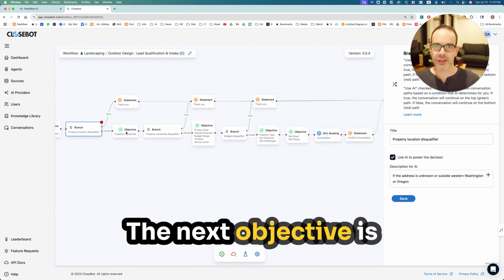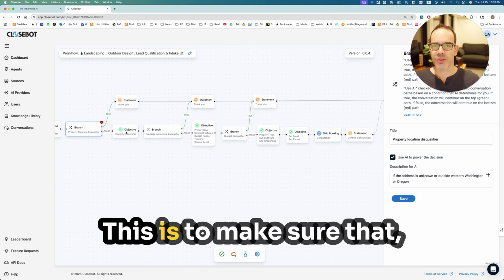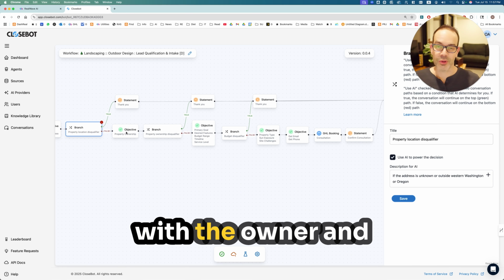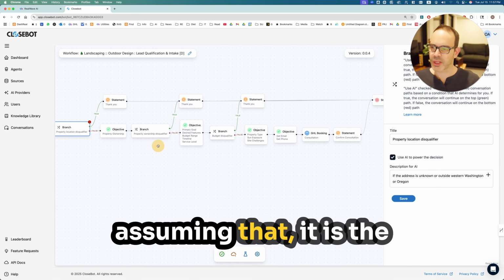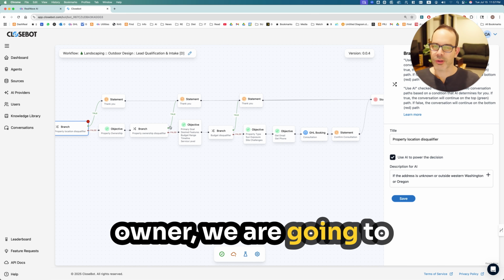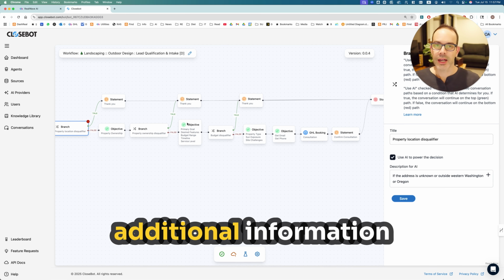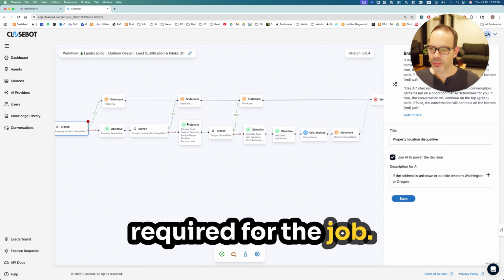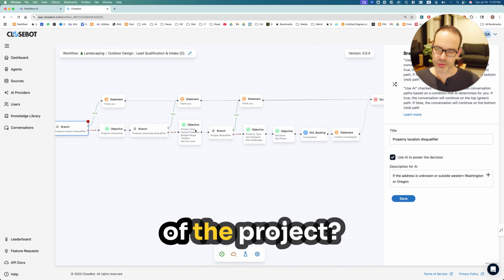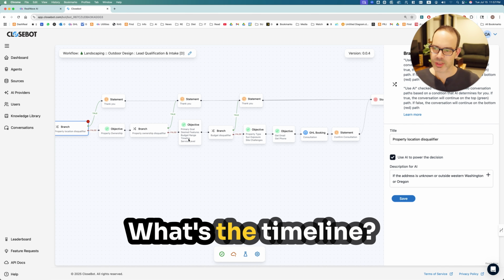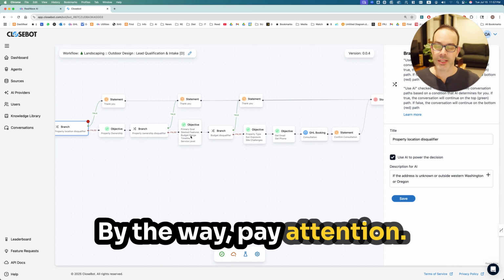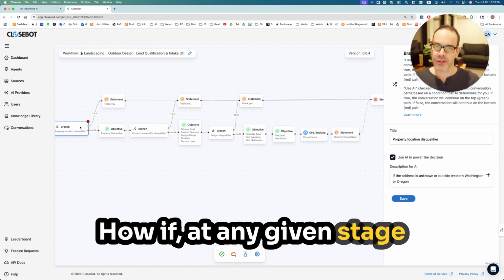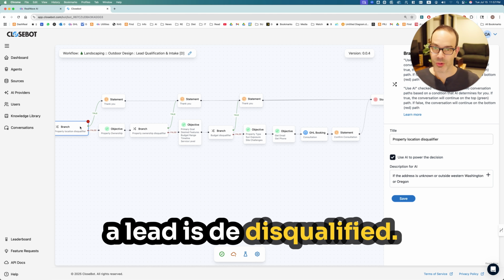The next objective is to verify ownership. This is to make sure that we're really speaking with the owner and not someone who's renting the place. And assuming that it is the owner, we're going to continue with collecting additional information required for the job. And in this example, it's what's the goal of the project, what's the budget range, what's the timeline, what kind of service level, etc.